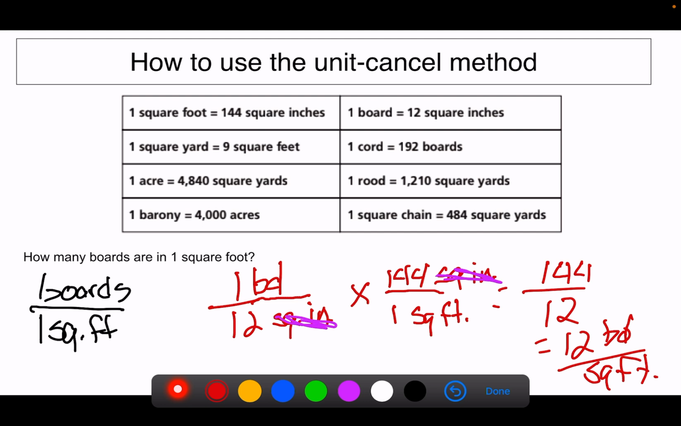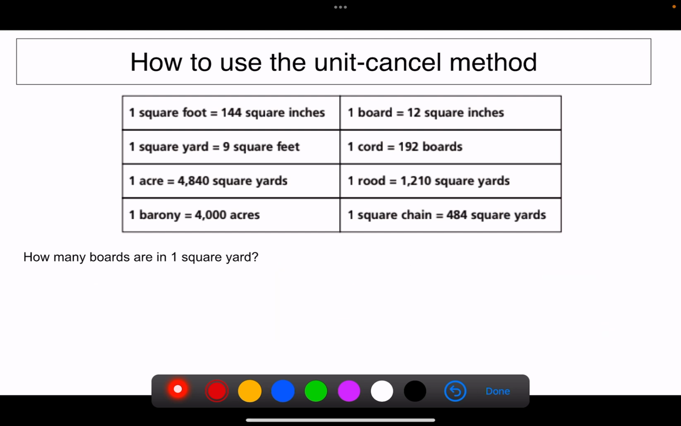So the answer turns out to be 12 boards are in a square foot. All right, let's go to the next one. This one says, how many boards are in a square yard? All right, you see if you can set this up and try it on your own. Otherwise, stick around, we'll show you how.